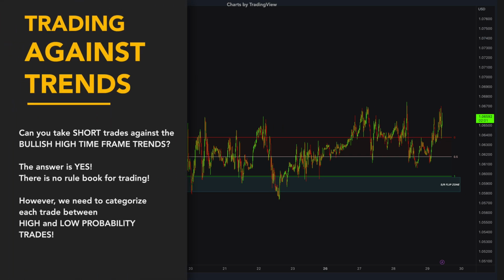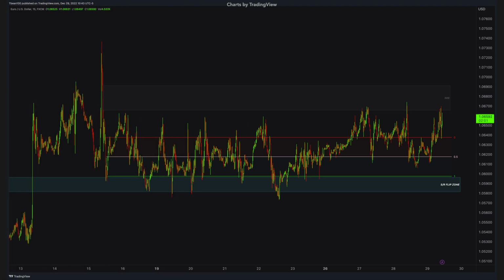The question is, can we take a short trade here? It is against the 1-hour bullish trend. This makes our short trades low probability trades actually. However, it is quite possible with risk management. You remember our imbalance above?